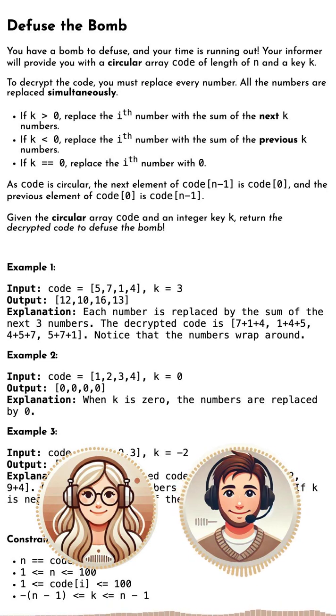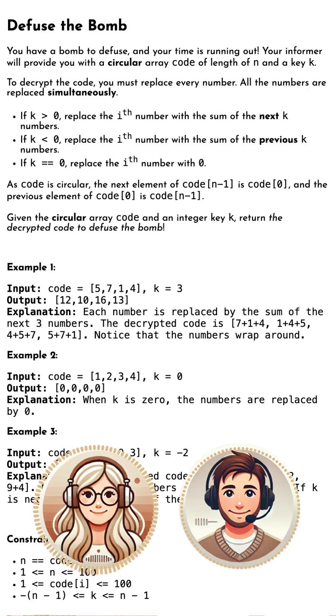Think of it like a running total of our original code array. Each element in this prefix sum array stores the sum of all the elements in the original array up to that particular index. So if we have our code array, let's stick with our example, 5, 7, 1, 4, the prefix sum array would start with 5, right? Right. And then the next element would be 12 because it's 5 plus 7. Exactly. And then 13 because you add the 1, and finally 17 for the total sum.